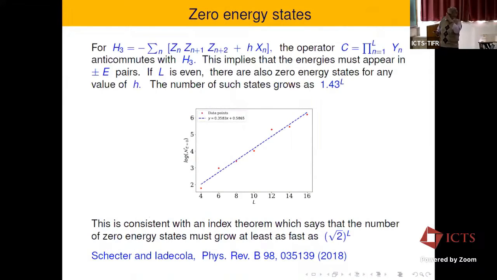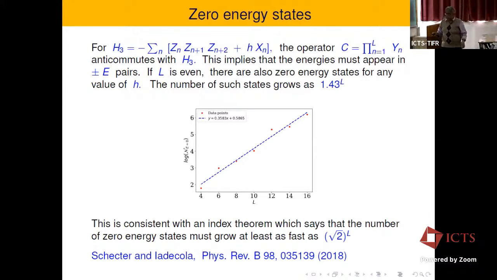Now, about zero energy states. Our model Hamiltonian anti-commutes with this operator, which is a product of all the sigma y's. This implies that the energy levels must appear in plus or minus E pairs. Now, if L is even, we've discovered that there's an enormously large number of zero energy states for any value of h, and the number of such states grows as 1.43 to the L. This is a numerical plot that we got from exact diagonalization. System size goes up to 16. The number of zero energy states is plotted versus the system size in a log-log plot, which gives you this 1.43.